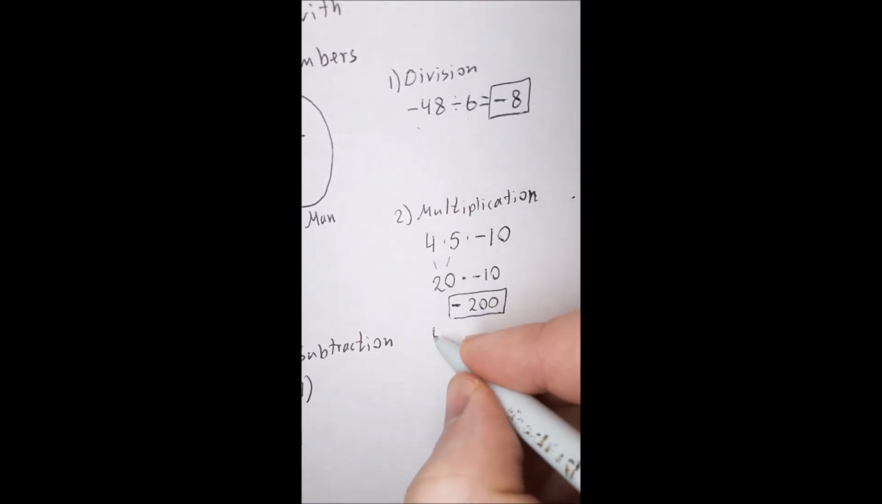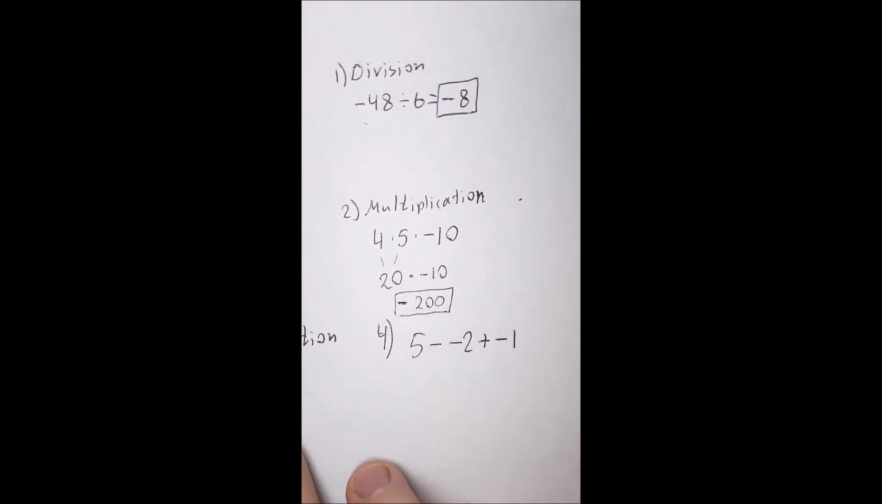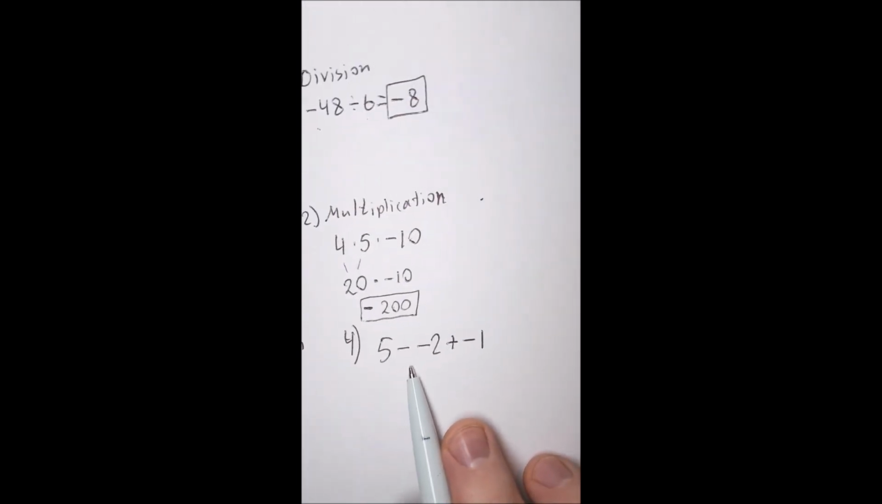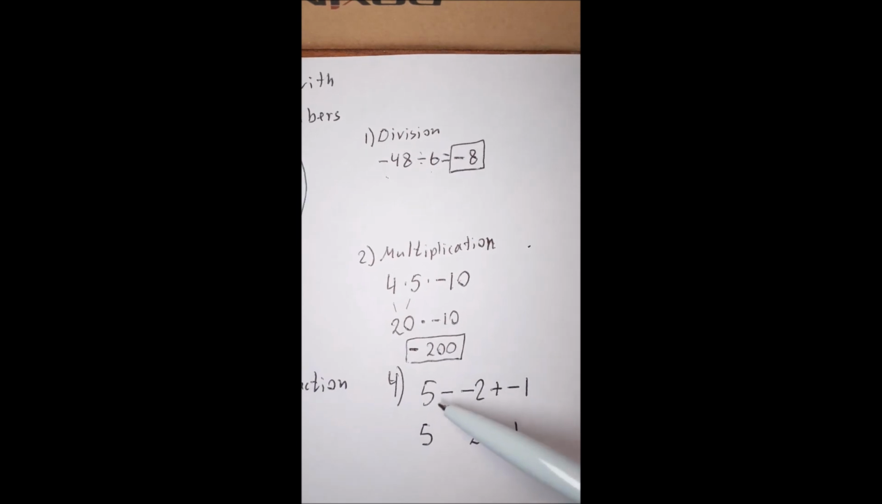Okay, last question is question 4. It's also going to be addition and subtraction, but this one's a little bit easier. 5 minus minus 2 plus minus 1. Now it's the same problem as question 3, but in this case, we don't have those obnoxious parentheses. So here's what I would do. I put 5, 2, and 1, and now again, I'm going to use a Sleepy Man.